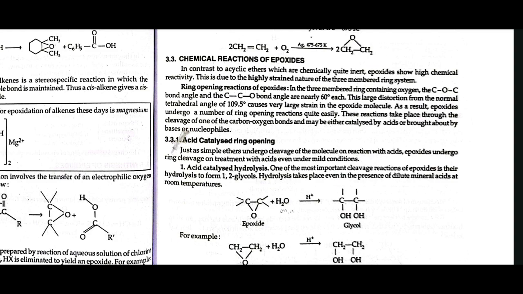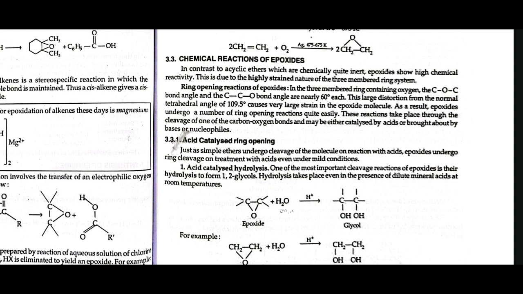Ring opening reactions of epoxides. In the three-membered ring containing oxygen, the C-O-C bond angle and the C-C-O bond angle are nearly 60 degrees each. This large distortion from the normal tetrahedral angle of 109.5 degrees causes very large strain in the epoxide molecule. As a result, epoxides undergo a number of ring opening reactions quite easily.